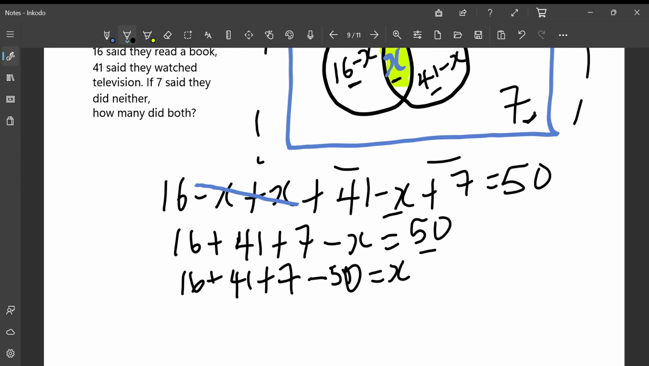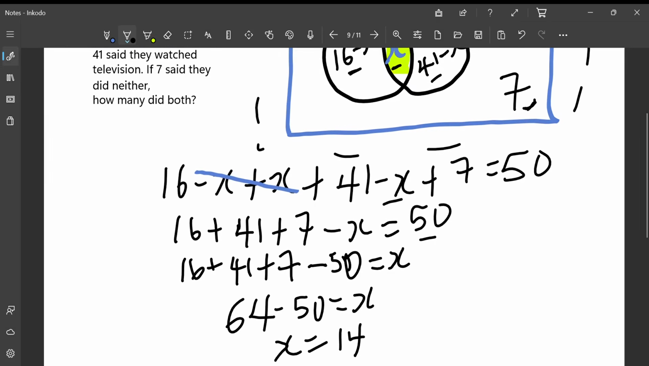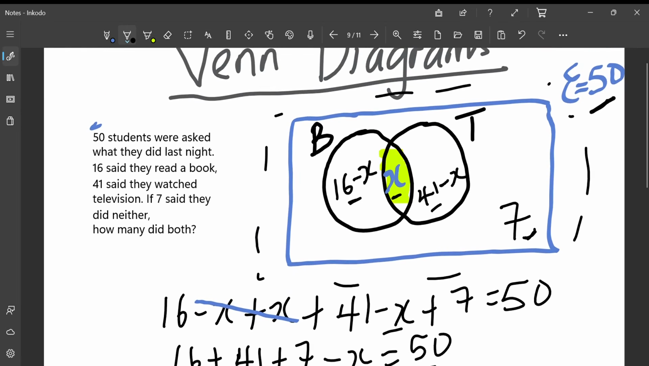So if I add up all of these, 16 plus 41 should be 57. 57 plus 7 should be 64. Minus 50 is equal to X. What is 64 minus 50? That's 14. X is equal to 14. So it means the number of students that did both are 14. So this X in the middle here will be 14.